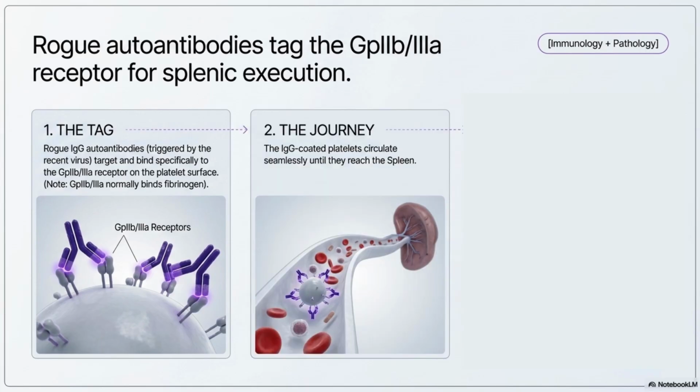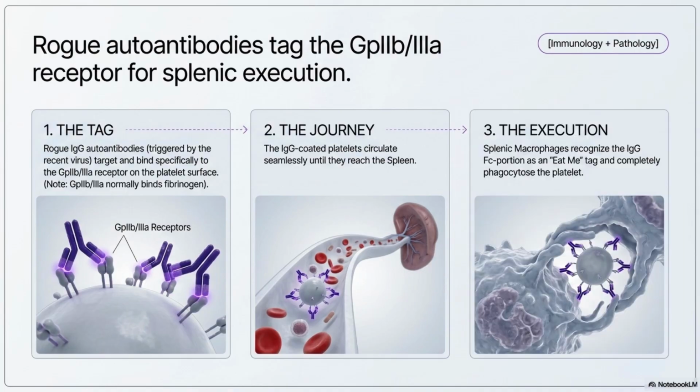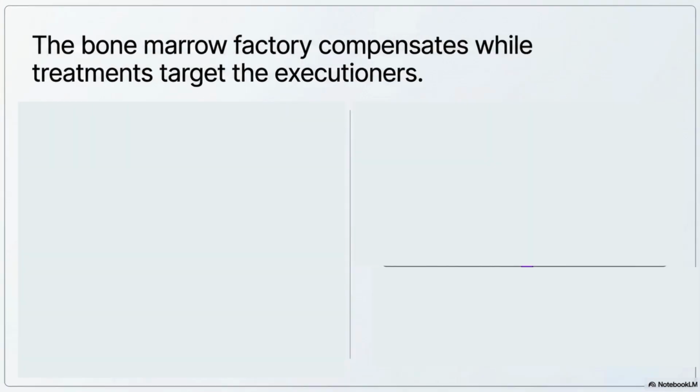Second, the journey. These newly IgG-coated platelets circulate seamlessly through the blood until they reach the spleen. And third, the execution. Splenic macrophages recognize that IgG Fc portion as a massive eat me tag and completely phagocytose the platelet. But the body fights back.